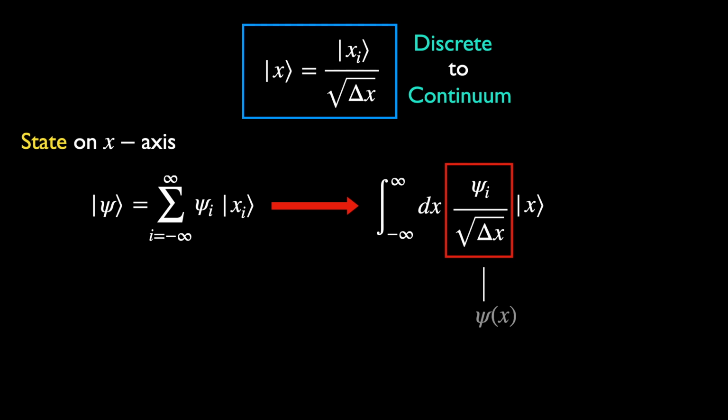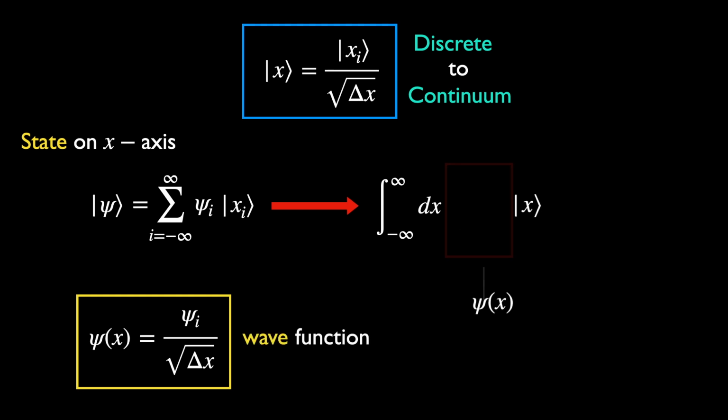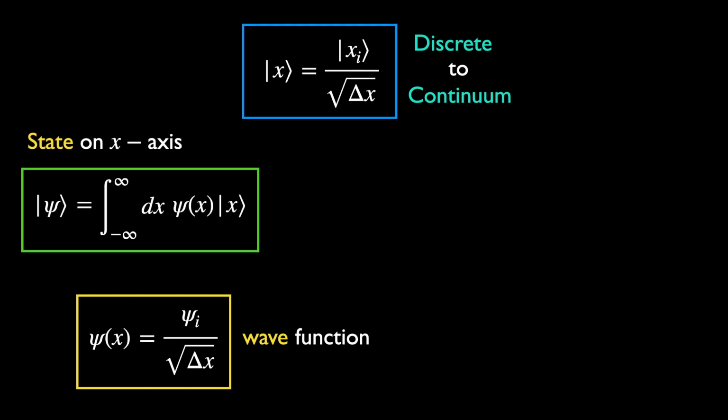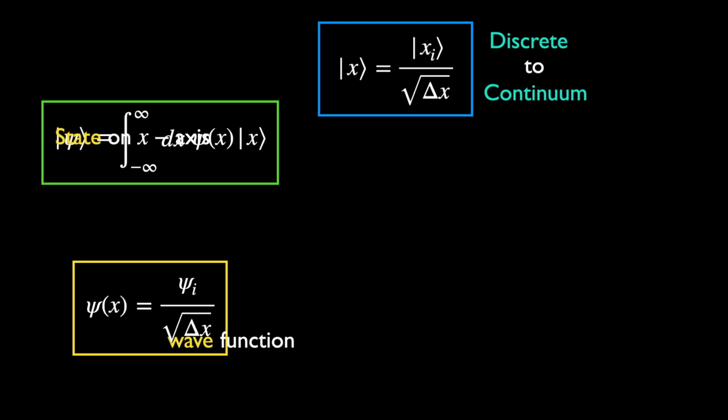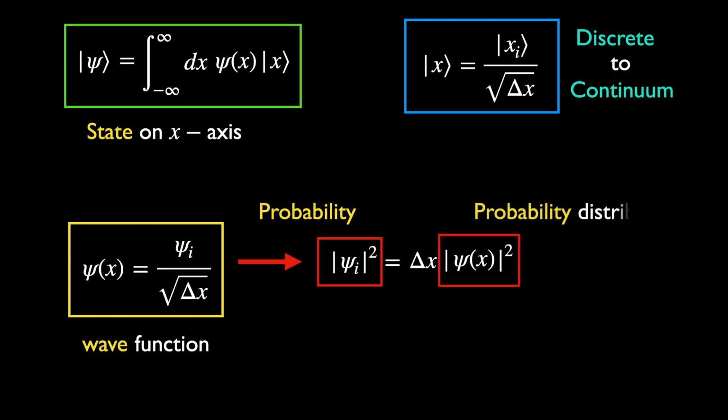We can write psi i over the square root of delta x as psi x. This is known as a wave function. In the green box, we have the continuous representation of a state on the x-axis. The absolute square of the wave function, psi x, can be interpreted as the probability distribution over position x. This is clear from its definition in the yellow box.